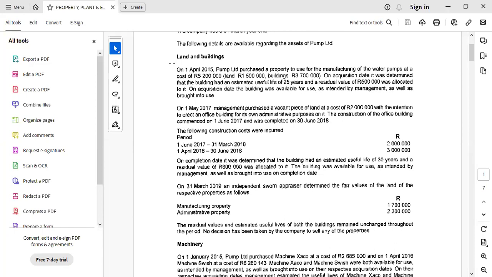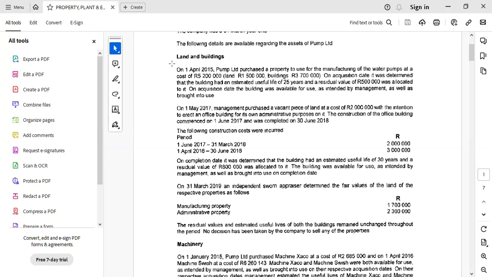Right. On 1 May 2017, management purchased a vacant piece of land at a cost of 2 million with the intention to erect an office building for its own administrative purposes on it. The construction of the office building commenced on 1 June 2017 and was completed on 30 June 2018. The following construction costs were incurred: period 1 June 2017 to 31 March 2018, 2 million; 1 April 2018 to 30 June 2018, 3 million.